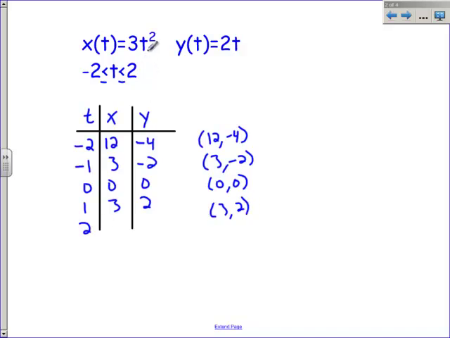And then my last one is plugging in a 2. 2 squared is 4 times 3 is 12. And then plug in 2 for t there, we get 4. So we're at the ordered pair 12, 4.